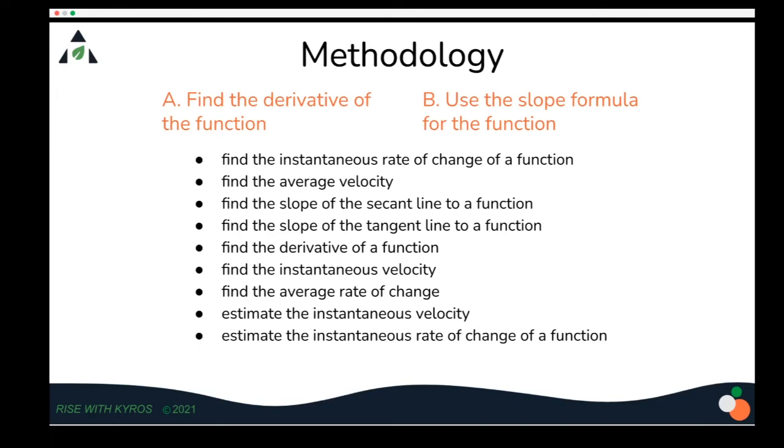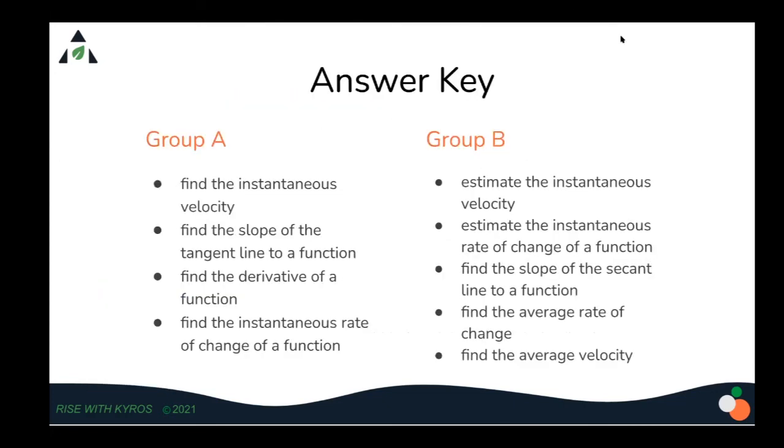So we just want to know what you remember from class about which of these expressions relate to finding the derivative of the actual function, and which of these expressions relate to using the slope formula. All right. So for group A, hopefully you find the instantaneous velocity, find the slope of the tangent line, find the derivative of the tangent, and find the instantaneous rate of change of the function.